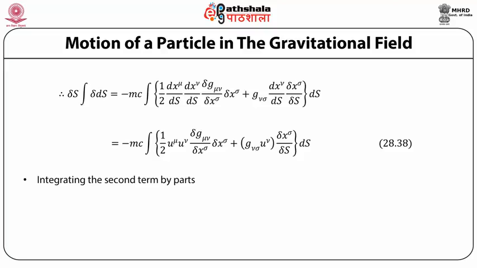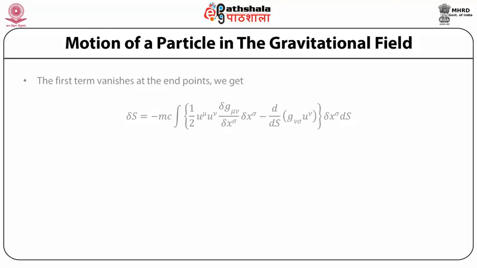Integrating the second term by parts, we have the integral of g_νσ u^ν δx^σ is equal to g_νσ u^ν δx^σ minus the integral of d/ds (g_νσ u^ν) δx^σ. The first term vanishes at the endpoints.